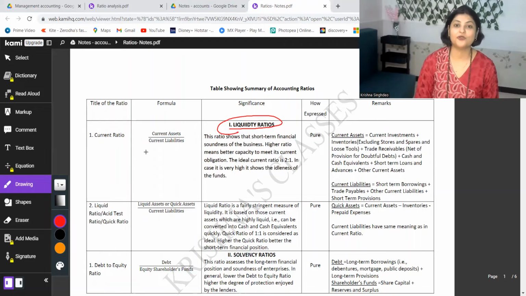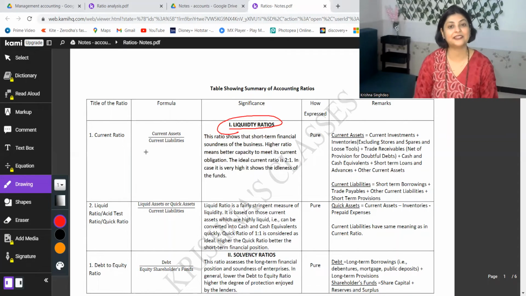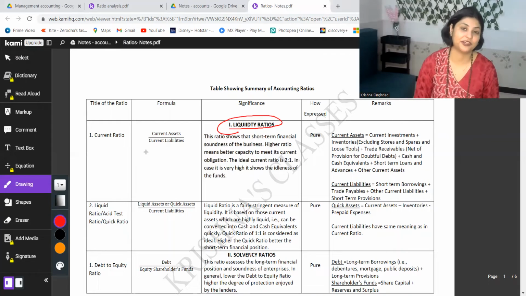I am sure that you know by now what are current assets and current liabilities. Current assets are those assets which are to be liquidated into cash again within a period of 12 months or whatever is the operating cycle. And current liabilities are those liabilities which are to be paid within the period of 12 months or the operating cycle. So first of all, we should know what the current assets and current liabilities are, and we pick them up and put them in the ratio.